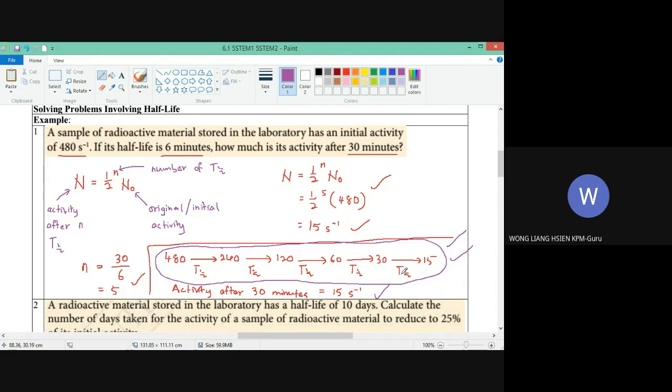Please do not just divide by 2, divide by 2, divide by 2 in your calculator and then just write the final answer. If you do that, and you don't show the working, then you don't get the marks for your working. You only get marks for your final answer. Okay, get the idea.